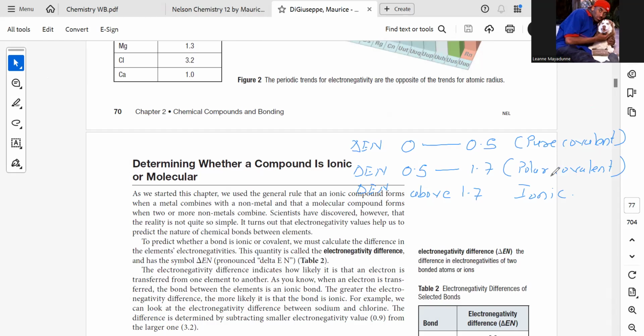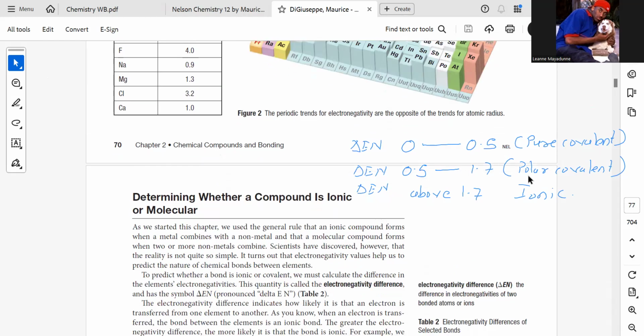Are you done with this? So this chart that I gave you is extremely important. We need to use it throughout. Just remember these values.